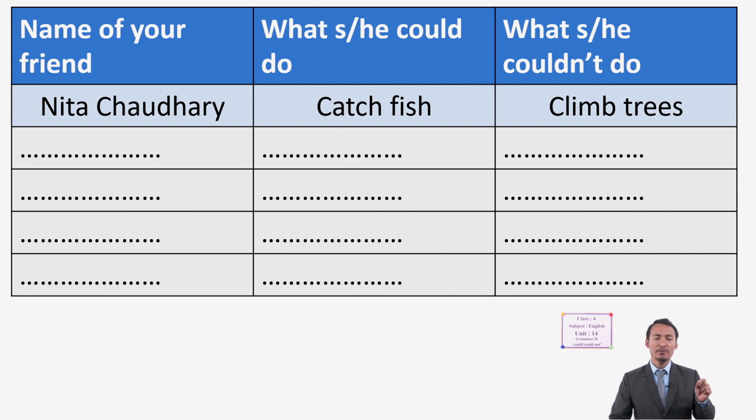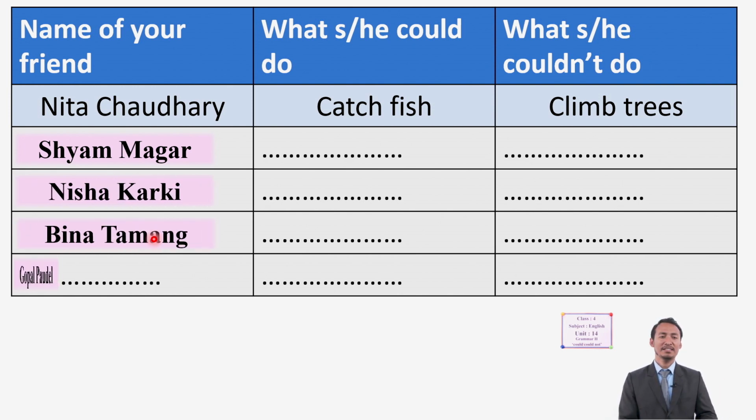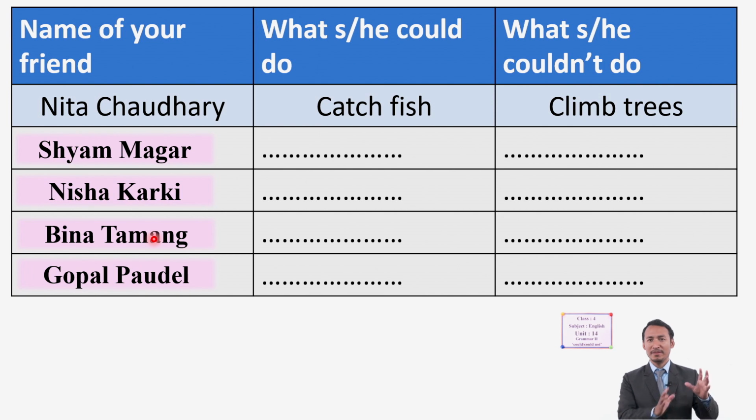So here one example is here. Nita Chaudhary could catch fish, couldn't climb trees. Now likewise you have to list the names of your friends here like this, like Sam Mugar, Nisa Karki, for example Bina Tamang, Gopal Podel, maybe, or suppose they are your friends. Now you have to ask them 5 abilities or 5 of them about their abilities and inabilities in the past. Let's see what the possible answers can be.